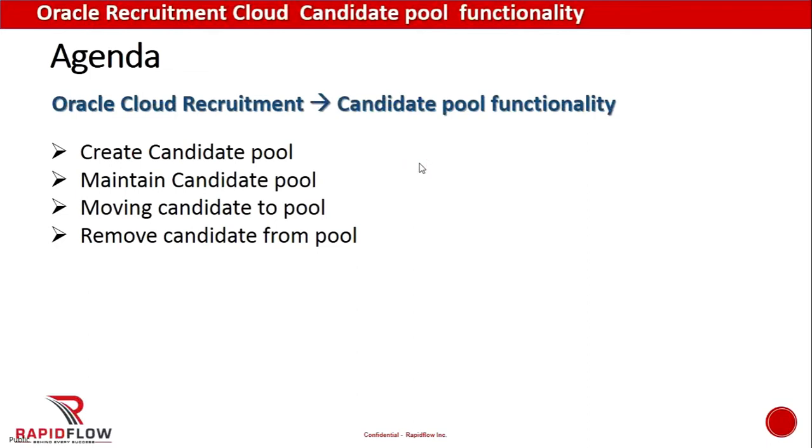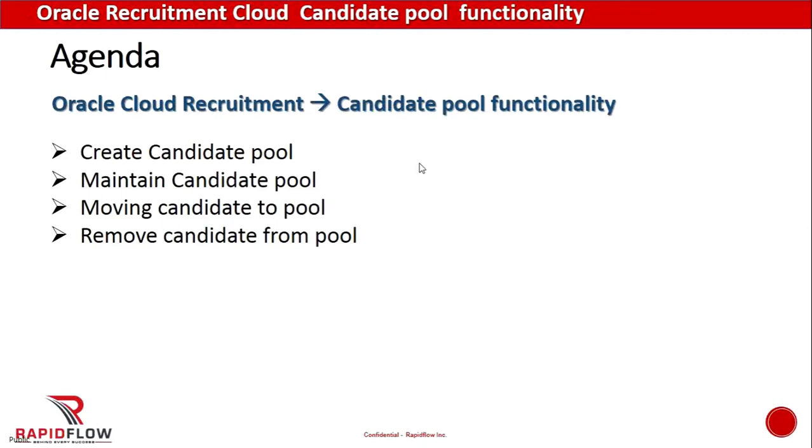In this session, we are going to see a futuristic functionality, which is candidate pool functionality from the Oracle Cloud Recruitment module. In this training, we are going to look at how the candidate pool functionality will work in the recruitment module. Let me give you an overview about the candidate pool functionality. This functionality will be used by hiring managers and recruiters to group candidates into different pools so that they can be using these pools in current positions and future positions.